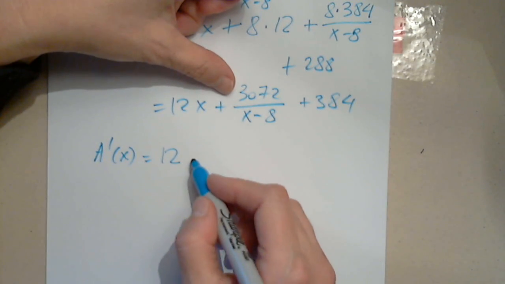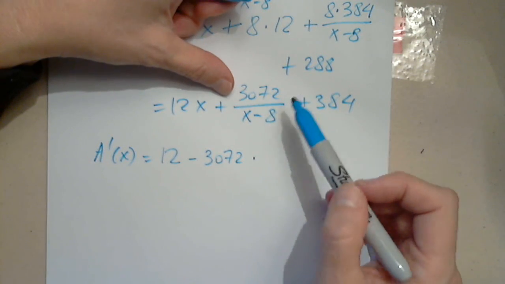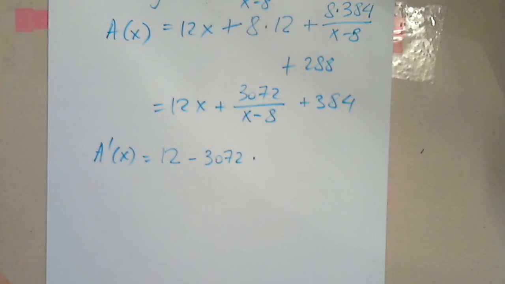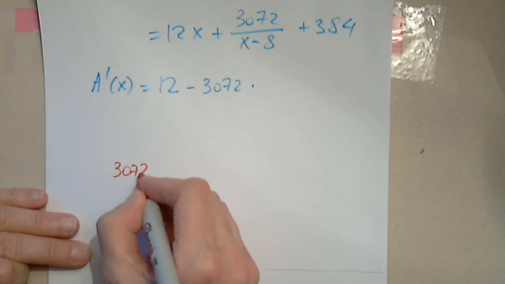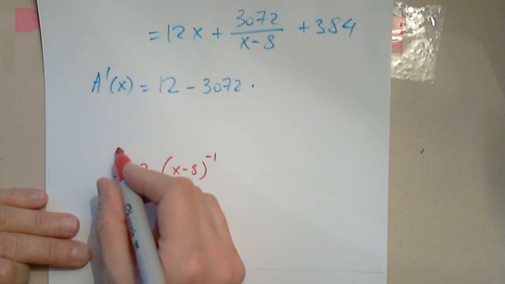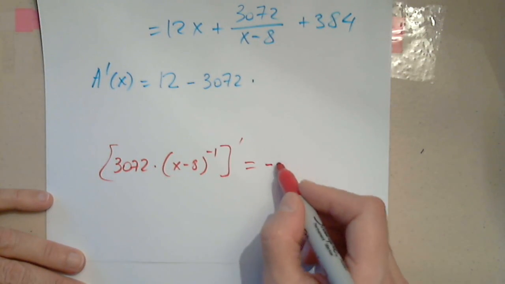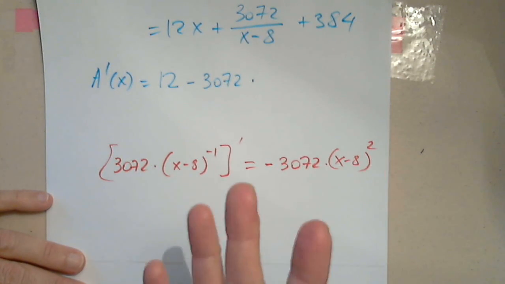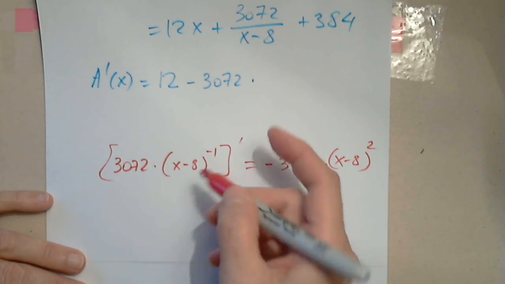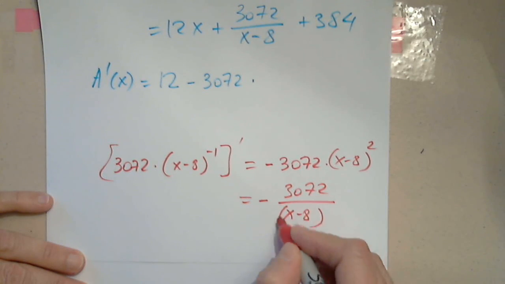When I differentiate this, remember it's negative 3072 times, because it's x minus, let me write it first on the side so you know what I'm trying to do. So I changed 3072 over x minus 8 to 3072 times x minus 8 to the negative 1. And when I differentiate this, I will bring down negative 1, so it's negative 3072 times x minus 8 squared times the inner function prime, which is 1. So that's why this becomes negative 3072 over x minus 8 squared.